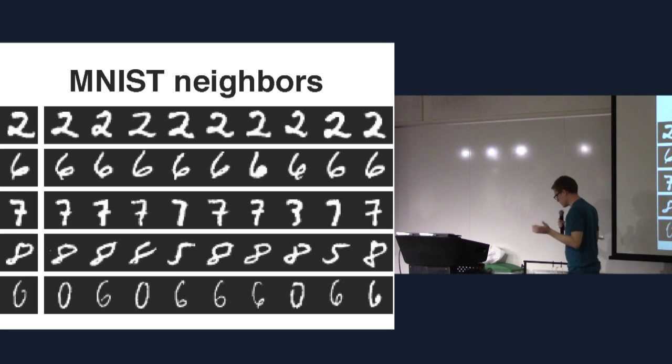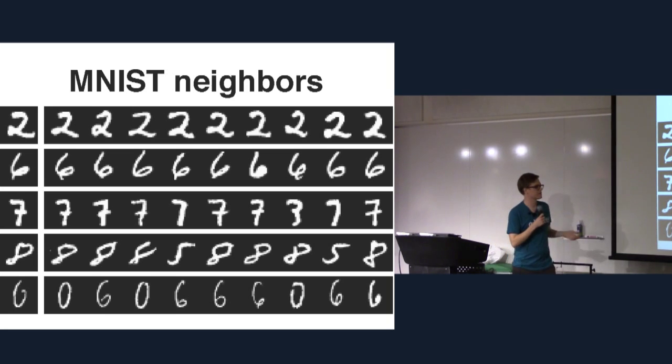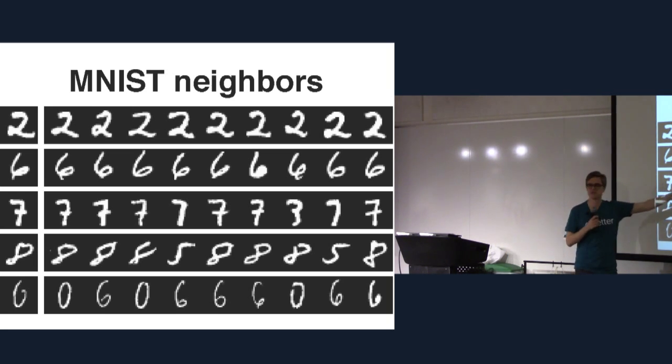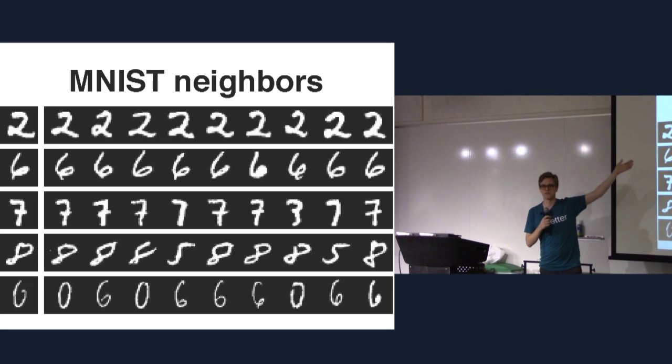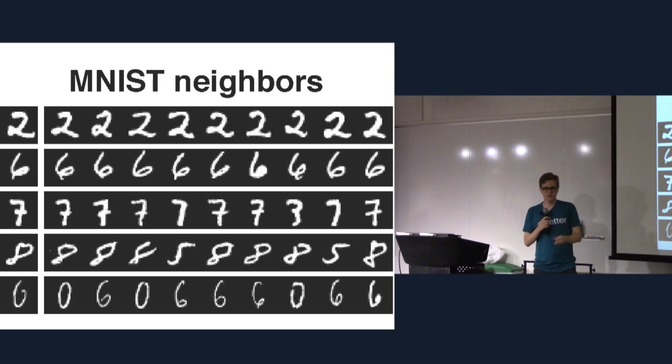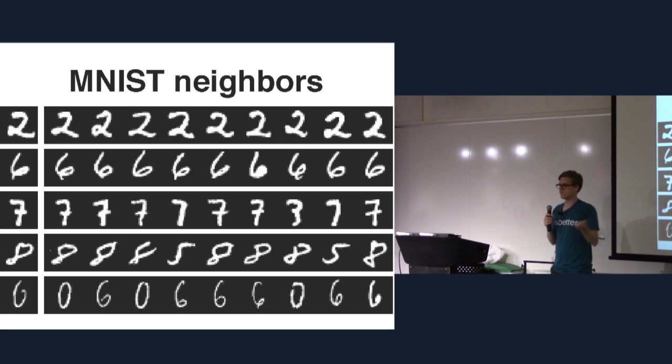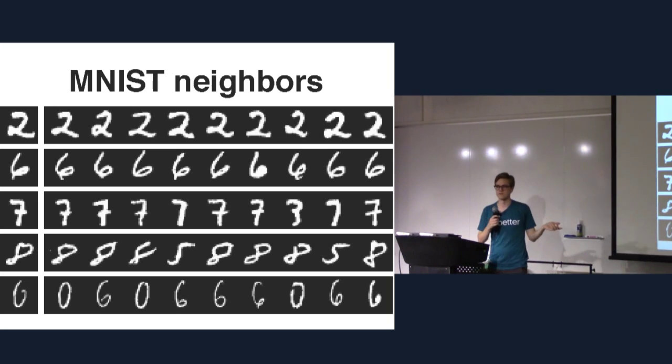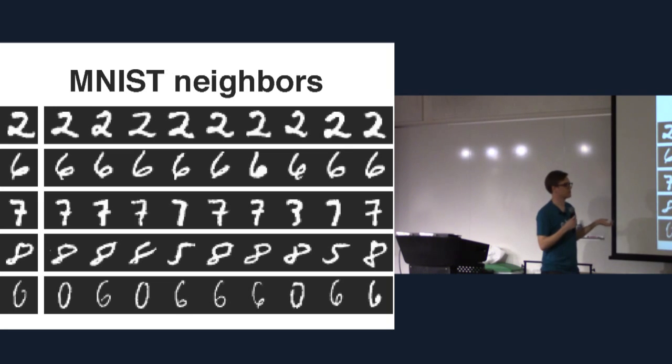So that's cool. Now if you wanted to do digit classification, you can train a k-nearest neighbor classifier in this space. You can take a new image, look around it, find the top 10 closest ones, and just take the majority, something like that.